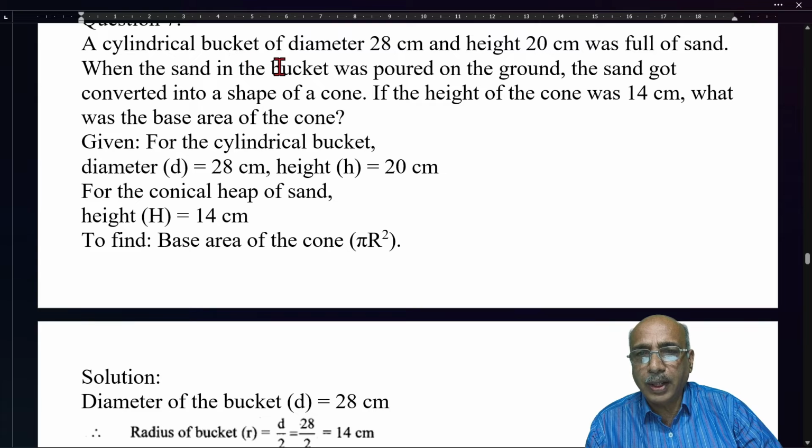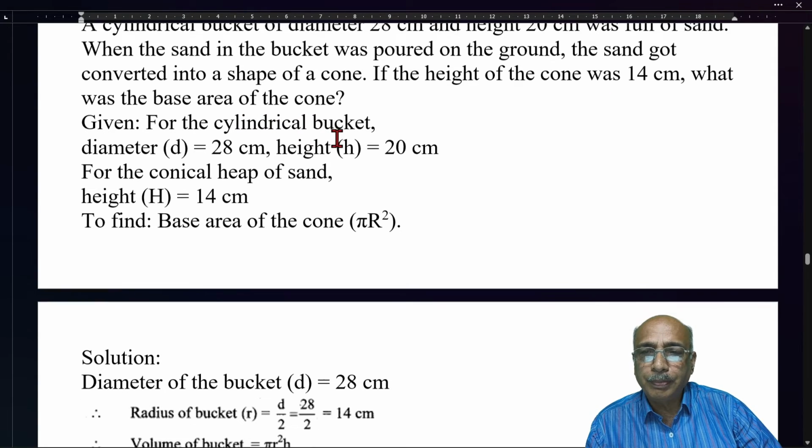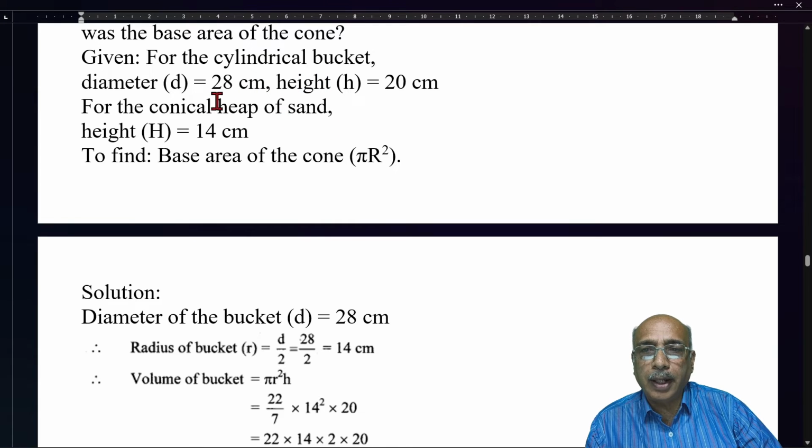Next question 7. A cylindrical bucket of diameter 28 centimeter and height 20 centimeter was full of sand. When the sand in the bucket was poured on the ground, the sand got converted into a shape of a cone. If the height of the cone was 14 centimeter, what was the base area of the cone? For the cylindrical bucket, diameter equals 28 centimeter, height equals 20 centimeter. For the conical heap of sand, height equals 14 centimeter. To find the base area of the cone, that is pi r square.